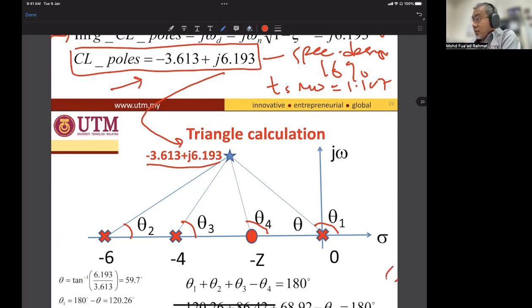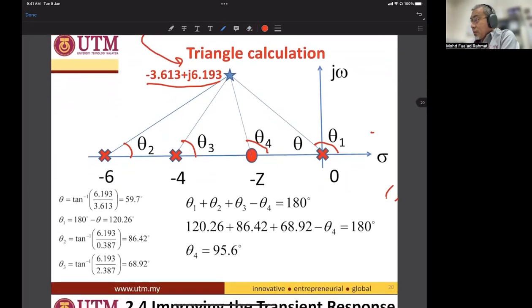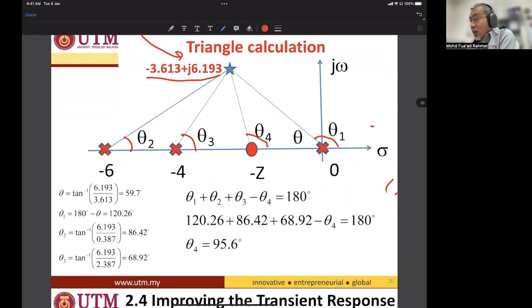So we calculate the corresponding theta. Theta 1 is 180 minus 26, which is 120 degrees, over here. Theta 2 is 86.42, which is over here. And theta 3 is 68.92, which is over here.